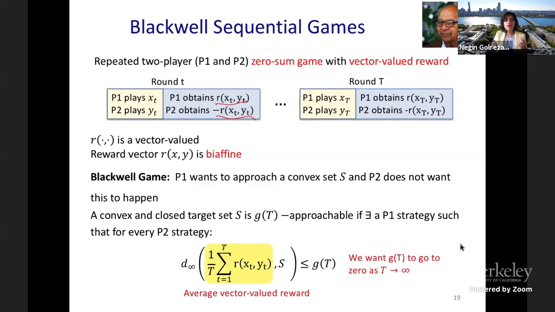We say a convex set is approachable, meaning that player P1 can get close to it, if there exists a strategy for player P1 such that no matter what P2 does, the distance between the average vector-valued reward and set S is going to be less than g of t, where g of t goes to 0 as t goes to infinity. That means that I, as player one, get closer and closer to set S as t goes to infinity.